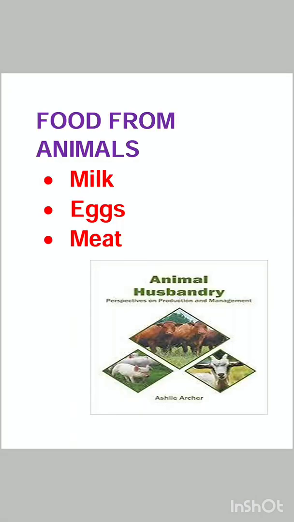Food from animals. These are milk, eggs, and meat. Animal products are rich in vitamins and proteins. Animal proteins are more completely digested by us because they contain amino acids that plant proteins lack. Let's see.